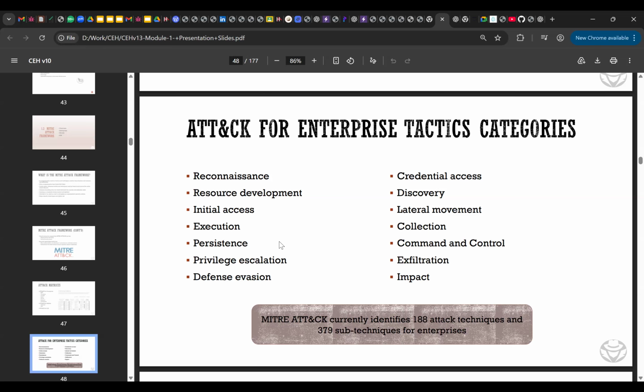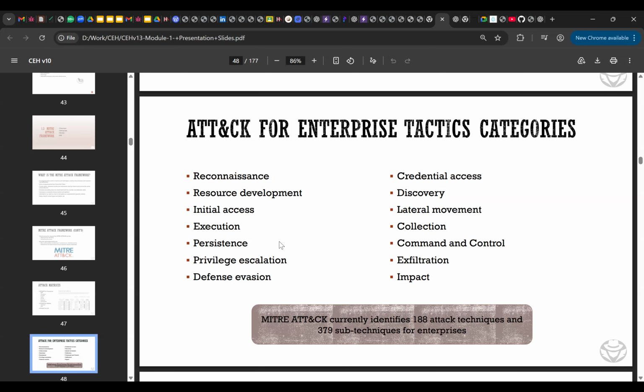Next is lateral movement. Whenever one machine is compromised in the network, let's say 100 other machines are connected to it. Now the attacker will try to move through the infrastructure so that he can collect as much information as possible. On one machine he got 10 files, but other machines hold different information. So he wants to move through the internal network and compromise the other machines as well. That is known as lateral movement.